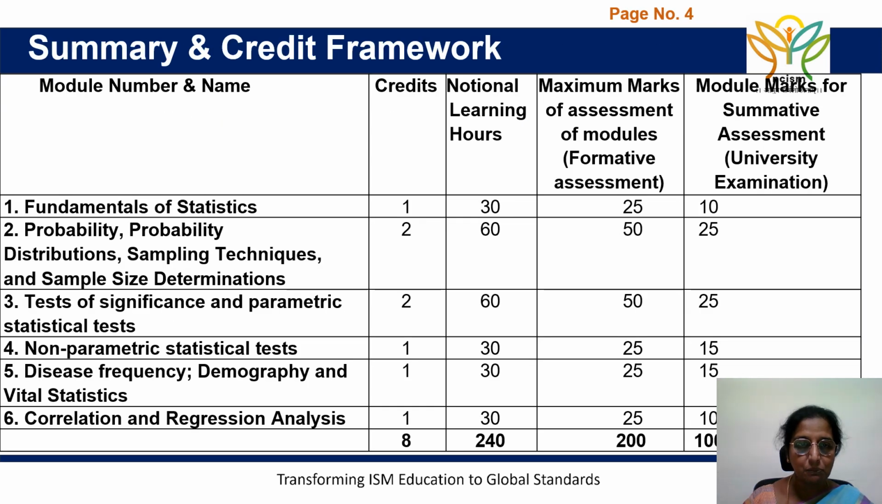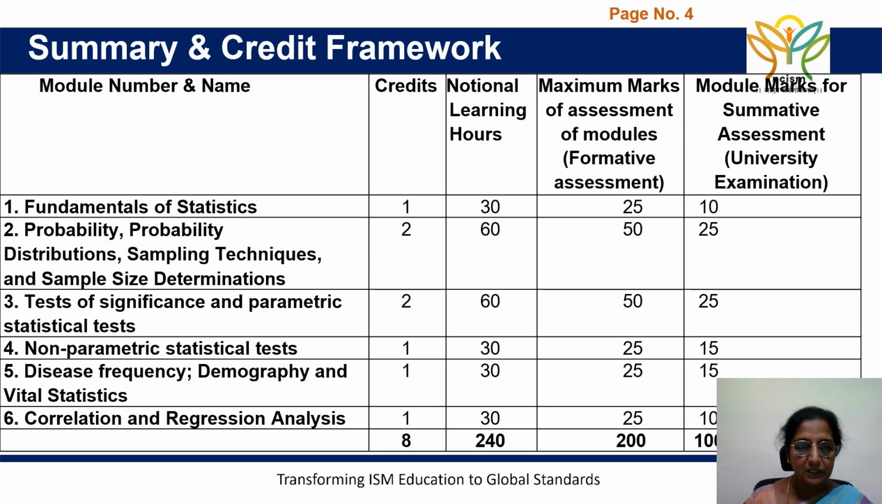Coming to the summary and credit framework, this is available from page number 4 of the curriculum. The first column represents the module number and name. The second column shows the number of credits for this particular topic. The third column shows notional learning hours. The fourth column specifies marks assigned for the formative assessment. And the last column shows the marks assigned for the university examination or summative assessment. And there are 6 modules.